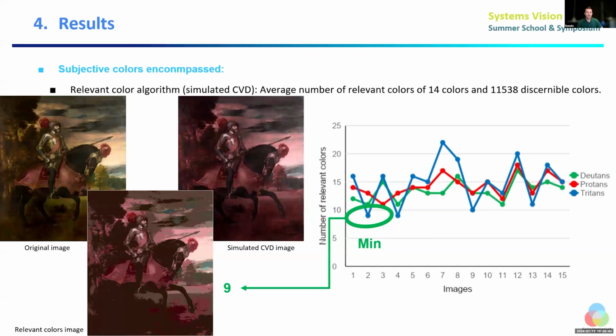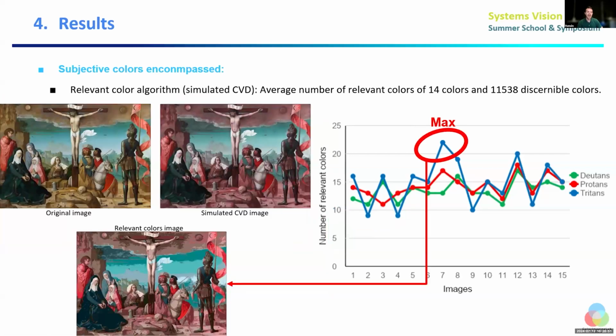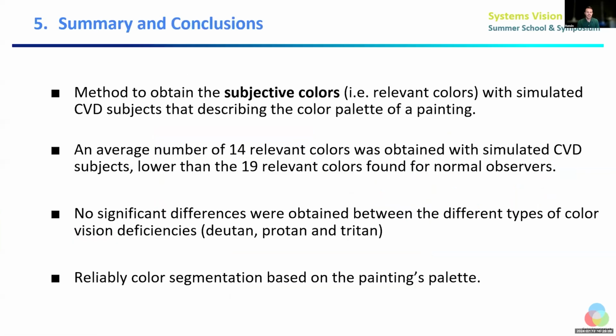The minimum number for the Prado set corresponded to this painting, Charles V, with only 9 colors. And the Crucifixion painting by Juan de Flandes from 1519 got around 22 relevant colors, a relatively large number of subjective colors in accordance with the spectrochromatic content of the image.